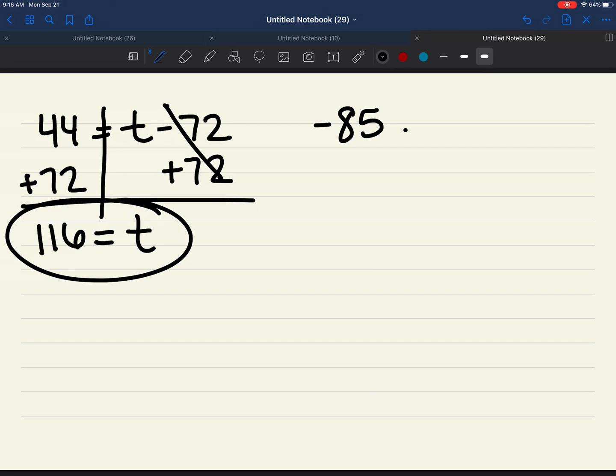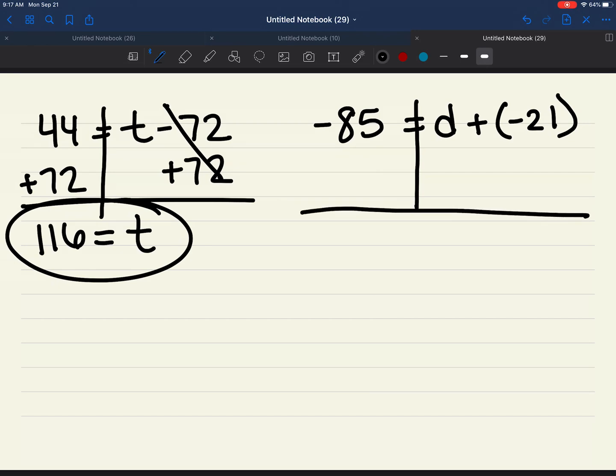Who wants to take this one? Nate, I saw your hand first. Okay, Nate, if I have negative 85 is equal to d plus negative 21, tell me how could I get d by itself? I want that variable all alone. How could I make that happen here? Add 21 both sides. But why would I add if this says plus? Because it's a negative. Very good.